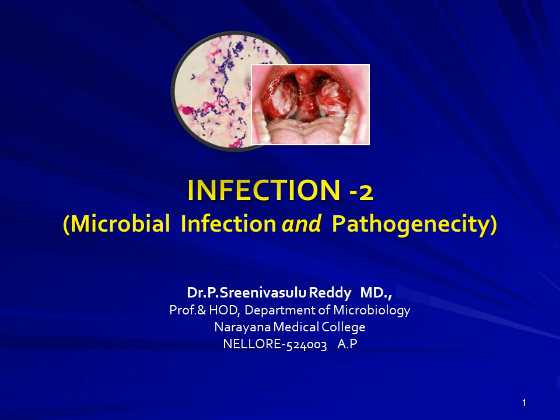Hi everyone. In the last class I was discussing infection: how microbial agents get transmitted and the different sources of microbial agents. In this particular topic, I would like to discuss how these microbial agents can evade the immune system of the host and are responsible for their pathogenicity.